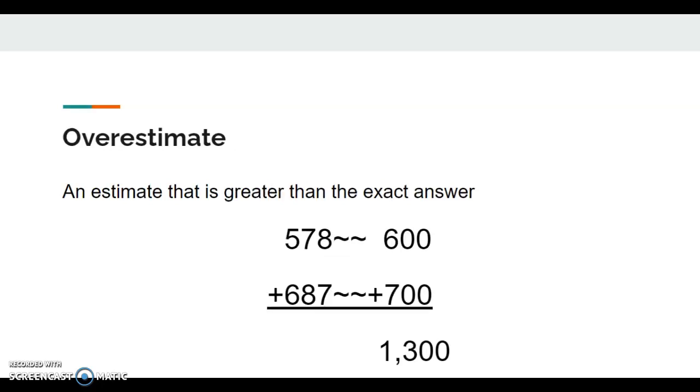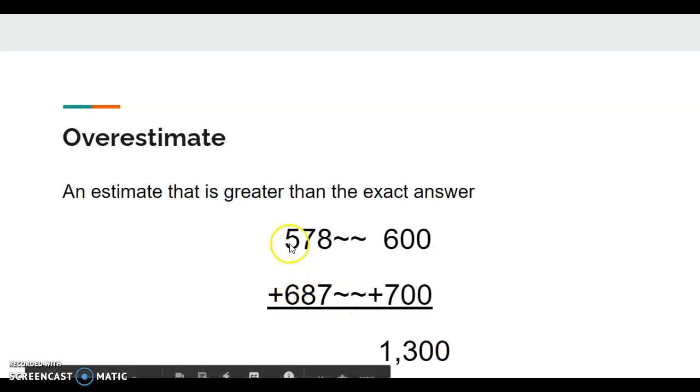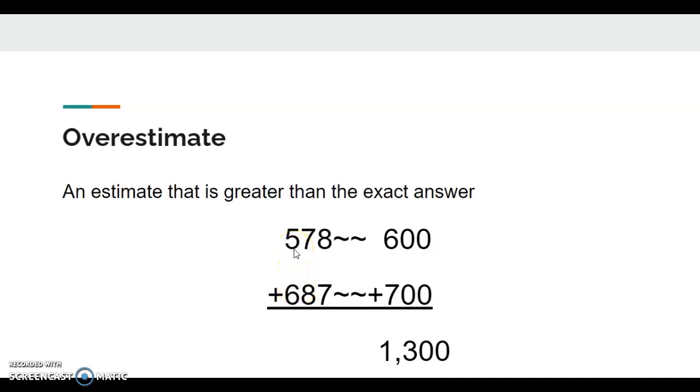So here's an example of an overestimate. An overestimate is an estimate that is greater than the exact answer. It's still going to be close to the real answer, but it's going to be over. So again, I see both of these go to the hundreds place, so I'm going to round them both to the hundreds. I look next door, and since this is 5 or more, that means this 5 is going up to a 6, because 578 is closer to 600 than it is to 500. So I round it to 600.